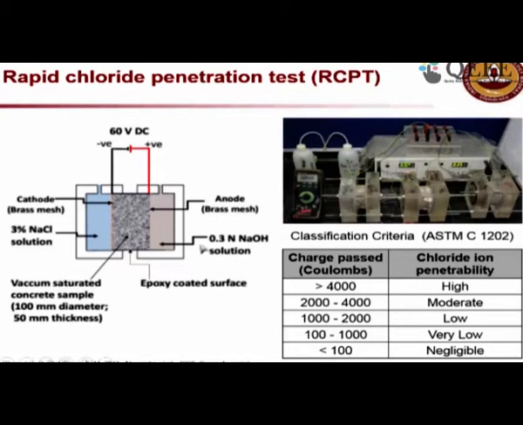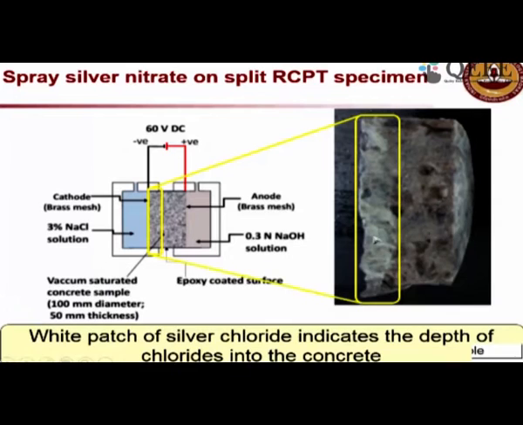And you can also check how much charge is being passed. If the electrical charge passed is very high, greater than 4000, we say the penetrability is very high. It gives an indication that it's very easy for chlorides to pass through the concrete. So if chloride ion penetrability is high, it means the quality is poor. So as you go down this table, the quality is going to be better and better.